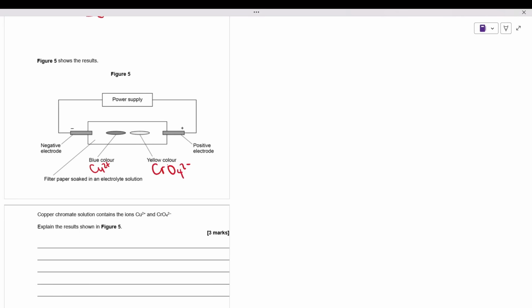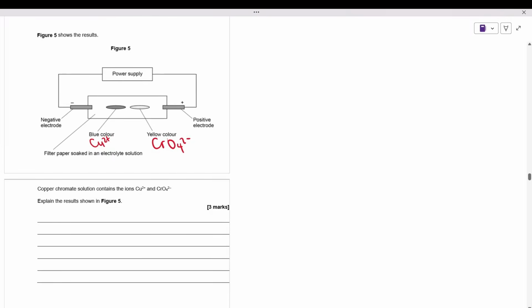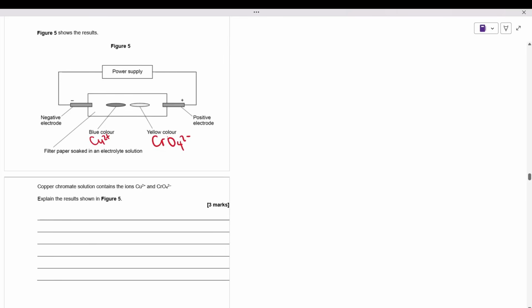Right, so explain the results that are in figure 5. So let's look at these results, and I've already given you a hint as to what that result would look like. So we have the Cu2+, that is blue color. Cu2+ is blue, while the chromate is yellow. So we can see that, right? And we've noted that down.